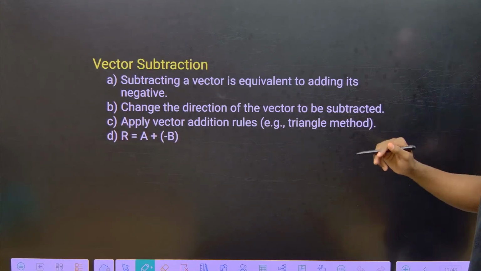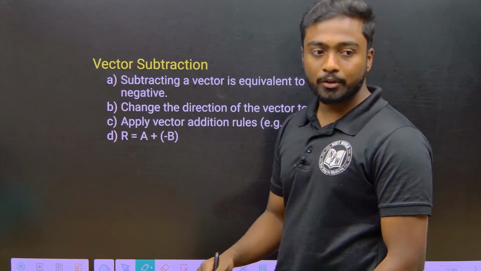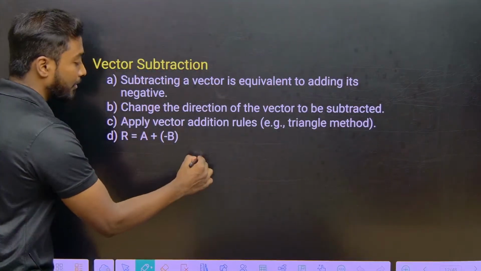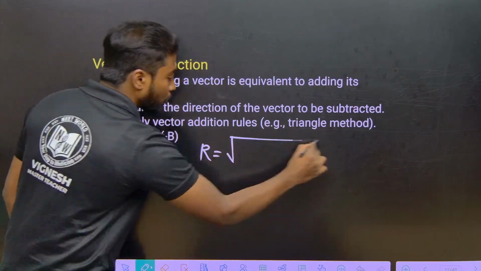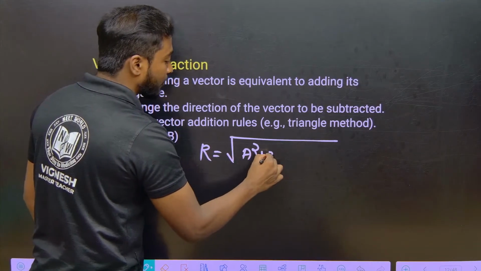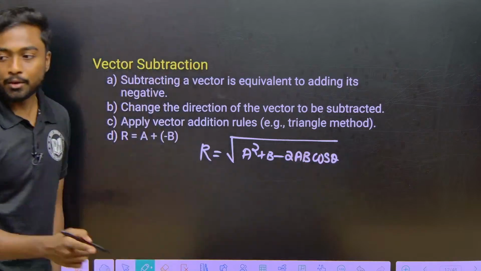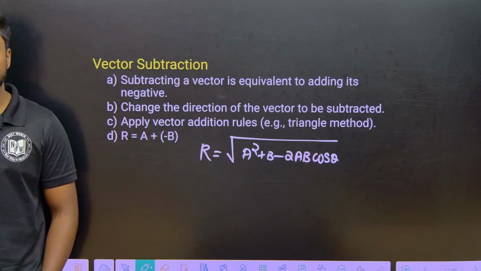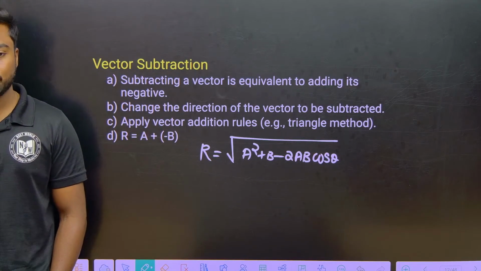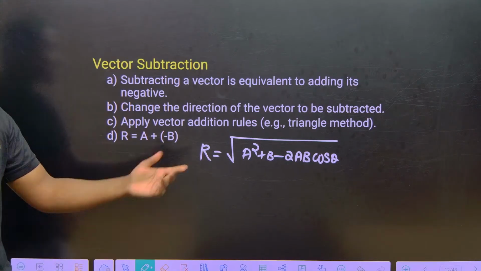Next is vector subtraction. Vector addition we have seen. For vector subtraction, the resultant will be equal to root over A square plus B square minus 2AB cos theta. For addition it is plus 2AB cos theta, and for subtraction it is minus 2AB cos theta. Only I am subtracting the vectors.